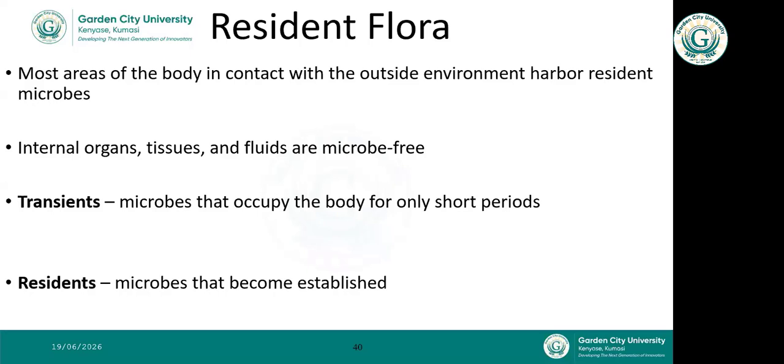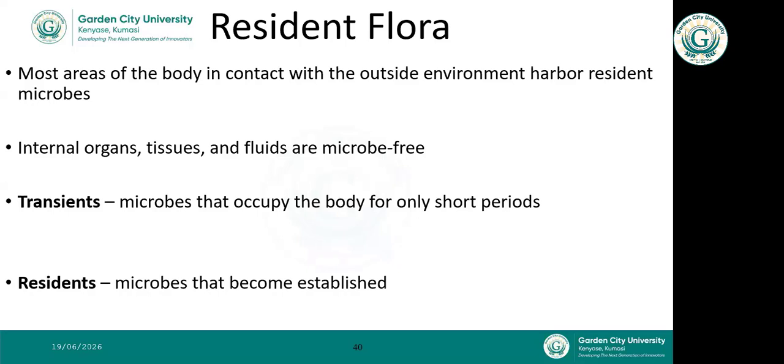So let's talk about flora. There are some organisms that are present on our skins. Some of them are present in the mouth, in the intestinal tract. Some of them are present in other sites like the vagina, and they don't cause harm. So they are residents. Your body knows that they are part of the system, so they don't bother to attack them.